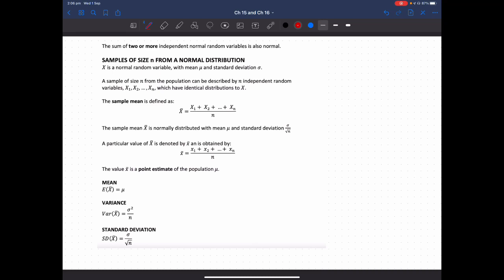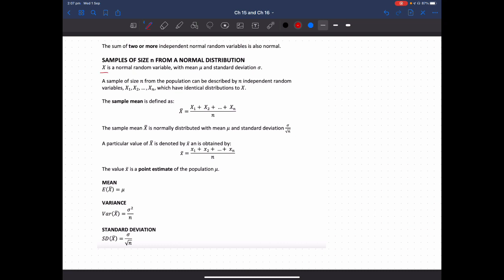Previously, we've looked at summing together two independent normal random variables, and you would get a new normal random variable. This time we're saying if you have two or more independent normal random variables summed together, the answer there will also be normal. Now we're going to consider what happens when we have sample sizes of n being taken from a normal distribution. So first thing is you'll see the random variable is defined.